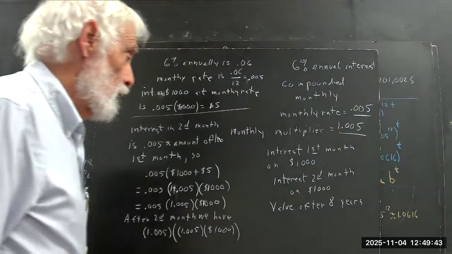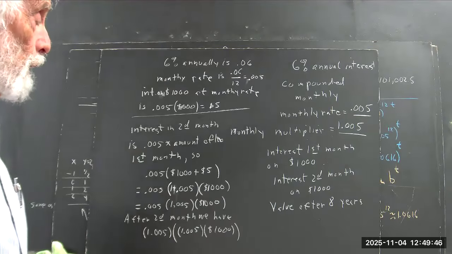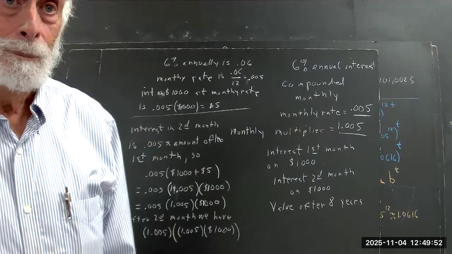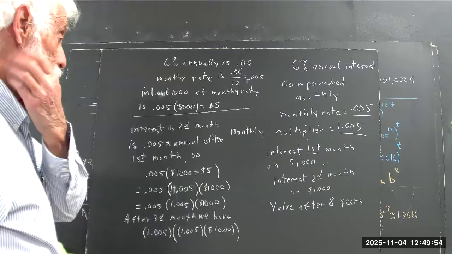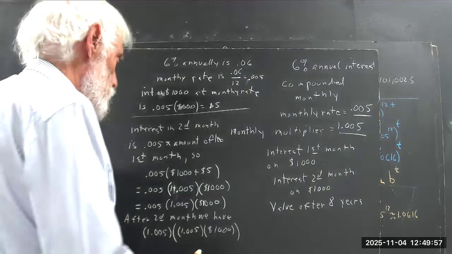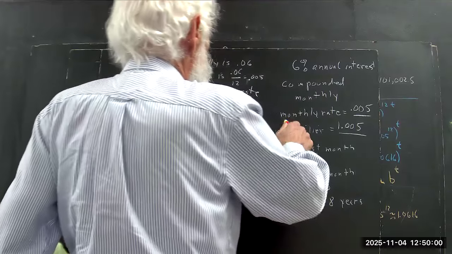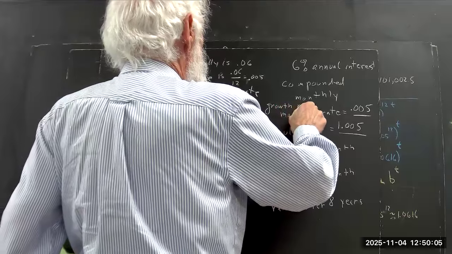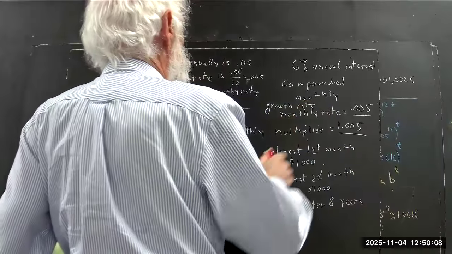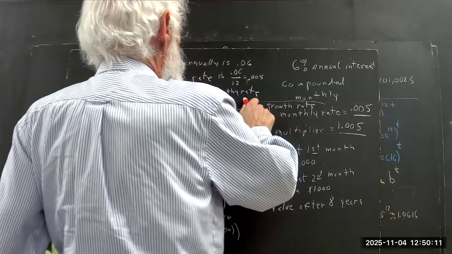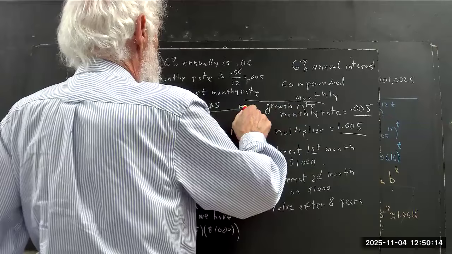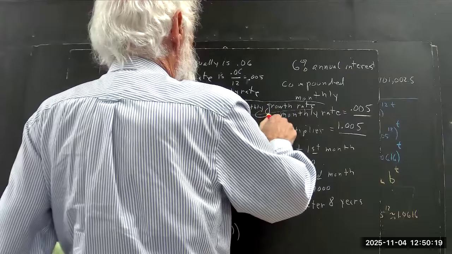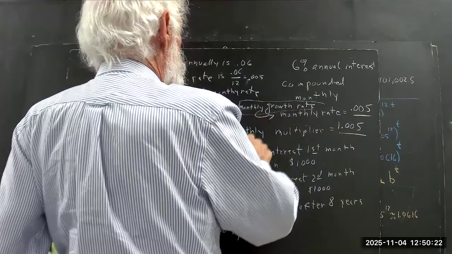There's another word that I like even better. I call this the growth rate and the growth factor. I'm going to give you those words, and I'll probably be using them, but I'll explain. This is the growth rate. I'd better put the word monthly in there. This is a monthly growth rate.